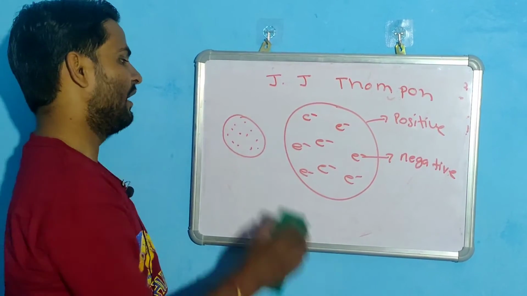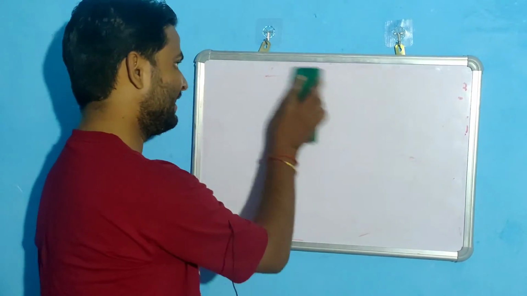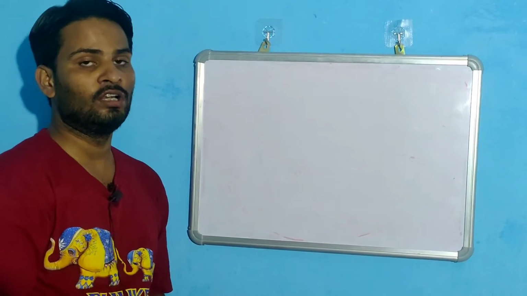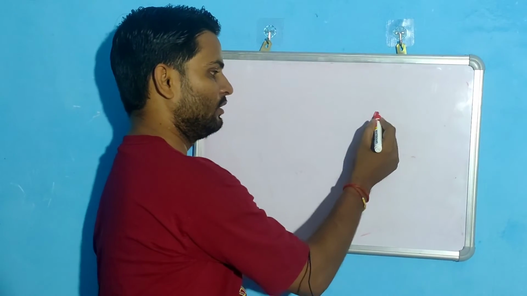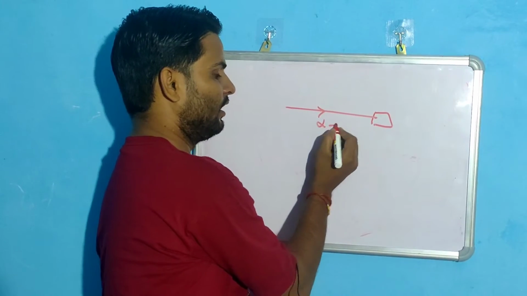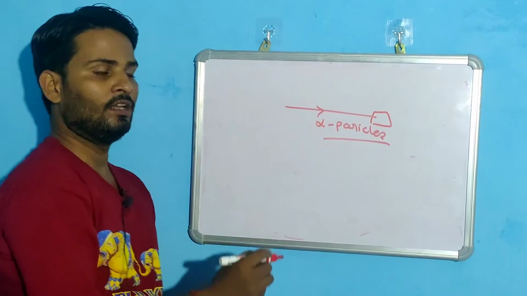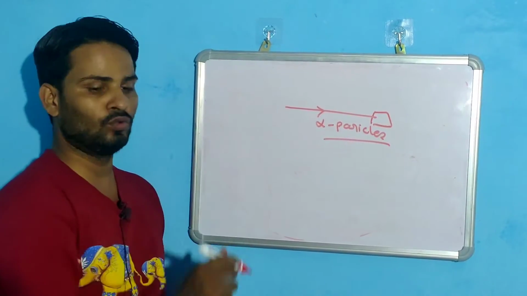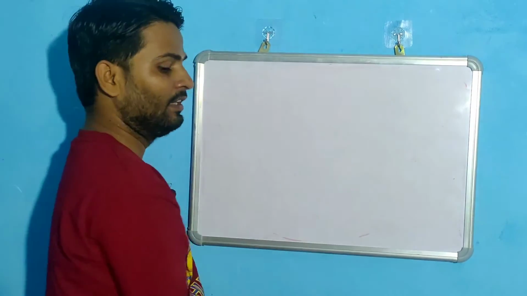After J.J. Thomson, Rutherford did an experiment to find out exactly where the electron, proton, or neutron revolve inside an atom. For that he took a gold foil and passed alpha particles through this gold foil. He made three observations based on this experiment.